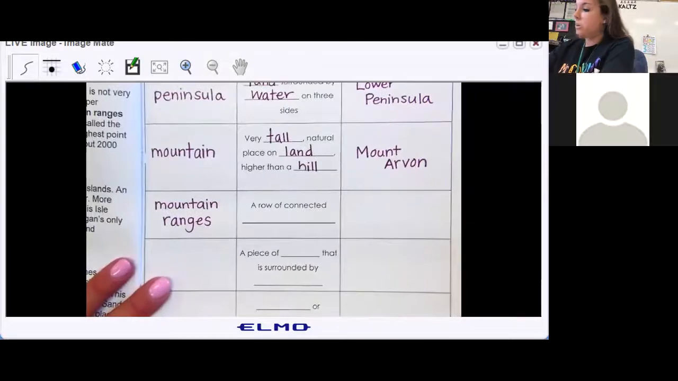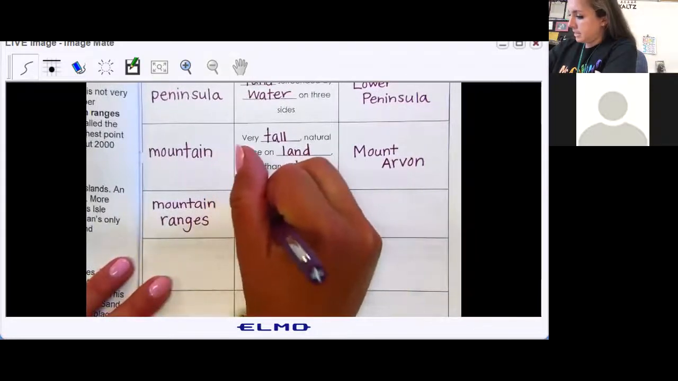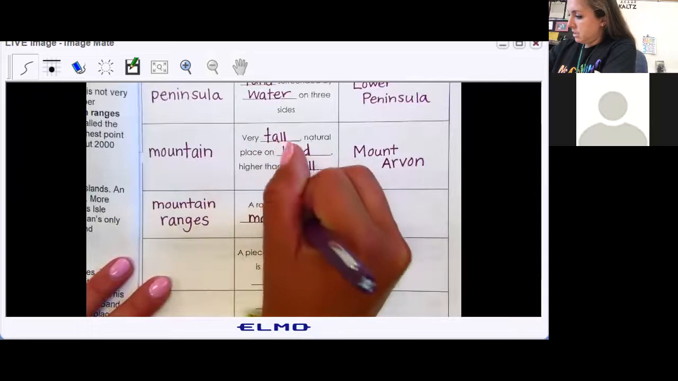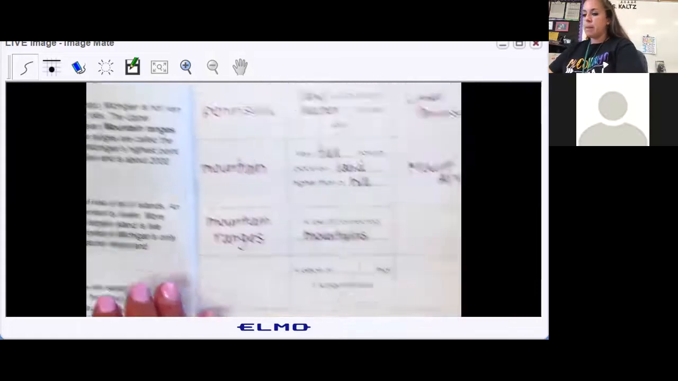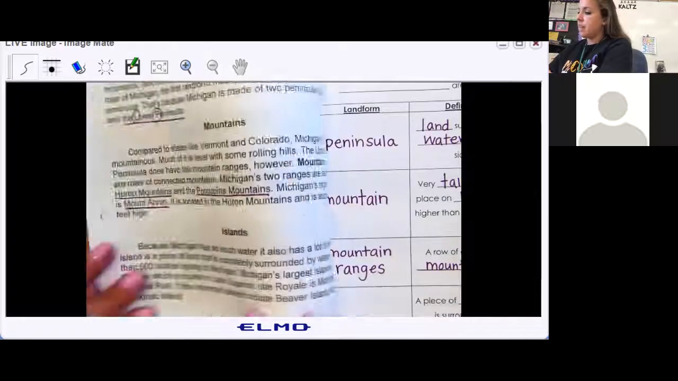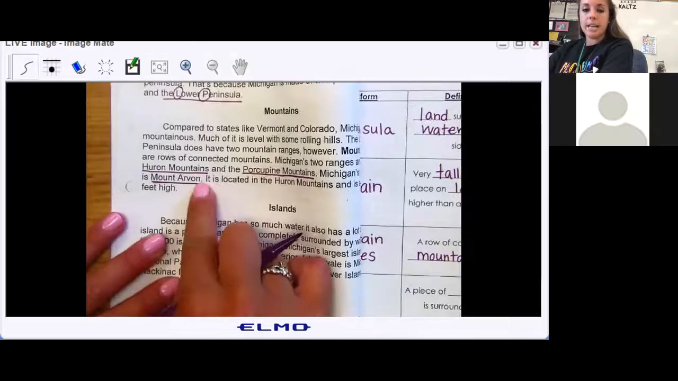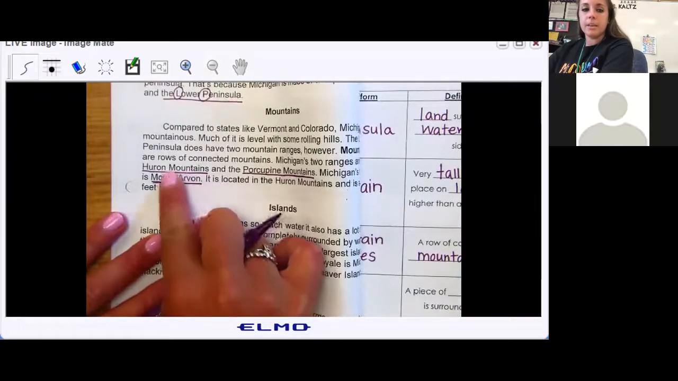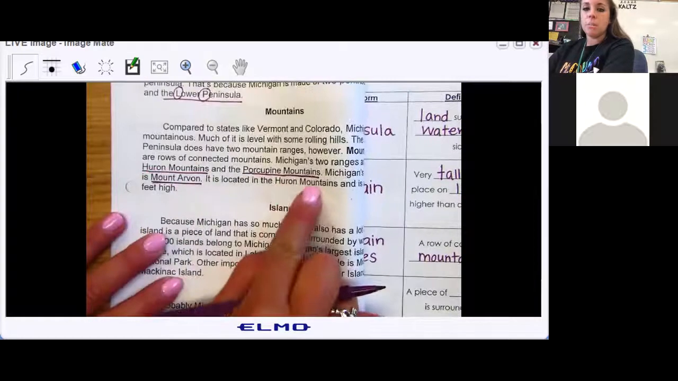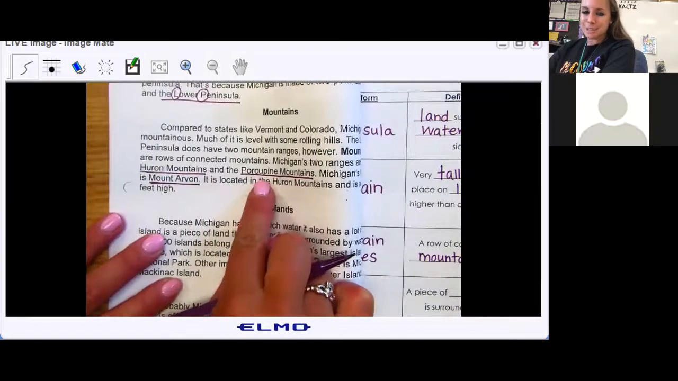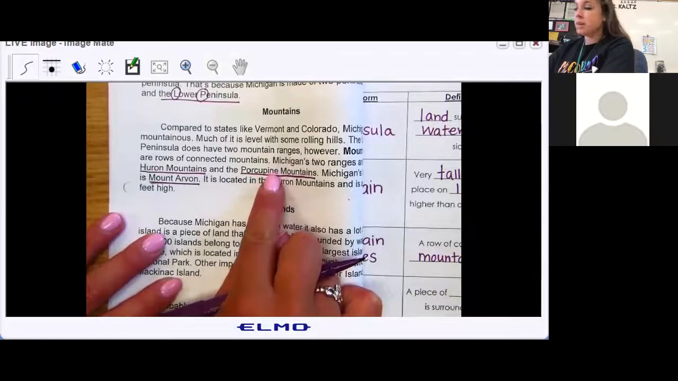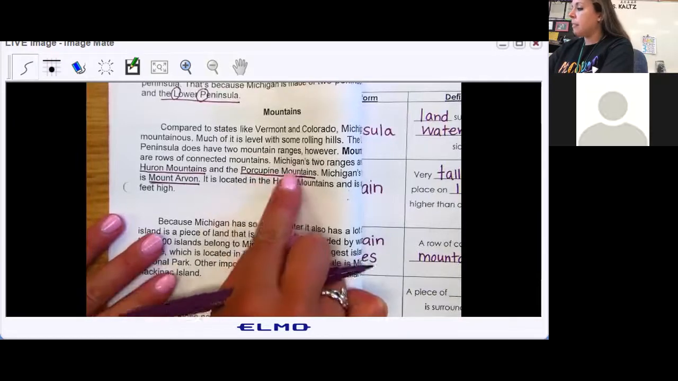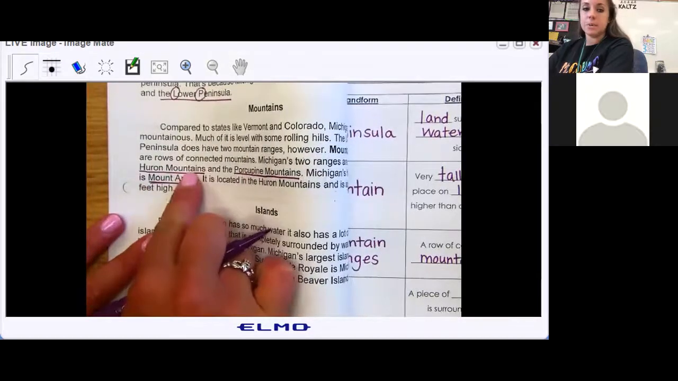It is a row of connected mountains. Now going back to the paragraph, I already wrote Mount Arvon, so I need to pick either the Huron Mountains or the Porcupine Mountains. I think it's so fun to say porcupine, so I'm going to go there. And actually, I have been there before when I went up north. So I'm going to write this one, but you could also write this one.